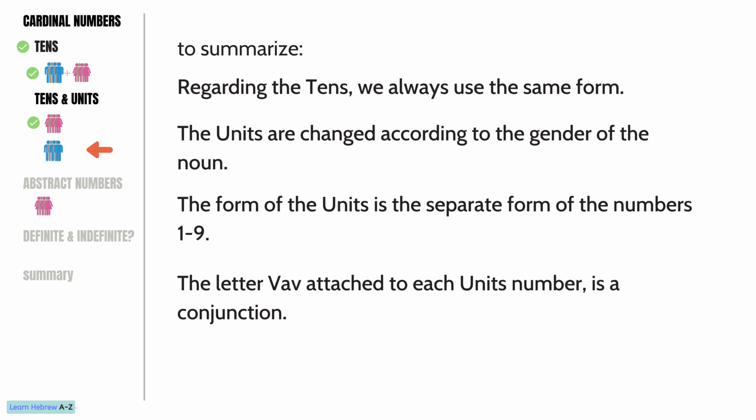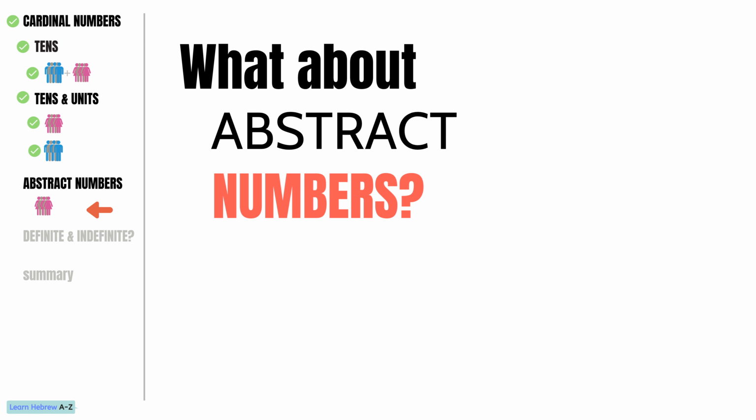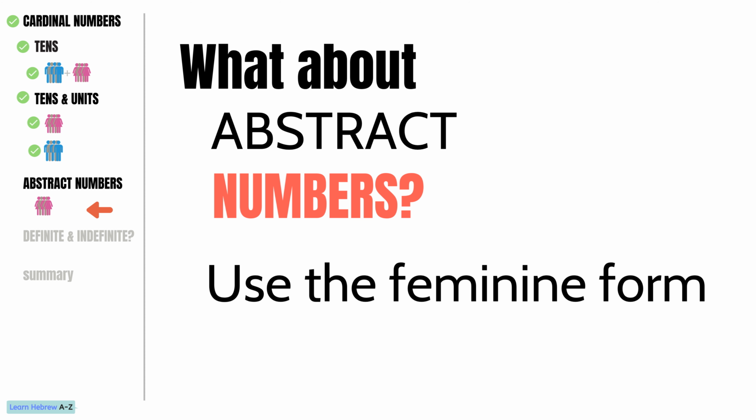The form of the units will come in the separate form of the number 1 to 9 in two forms, one for each gender. The letter Vav attached to each unit's number name serves as a conjunction. Okay, the hard part of the lesson is behind us now. We have a few more topics to cover. What about abstract numbers? Very simple. Remember to always use the feminine form of the numbers. That is all. If you want to learn more about abstract numbers, you can find links in the description below.